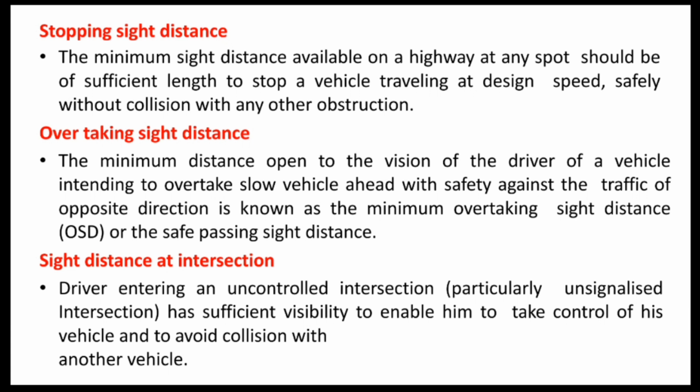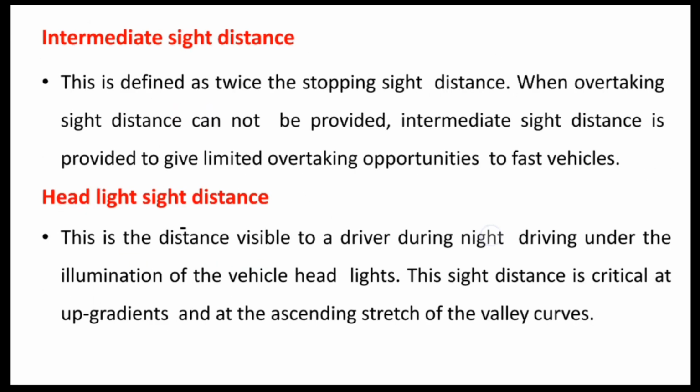And third is the sight distance at intersection. The driver entering an uncontrolled intersection, particularly unsignalized intersections, that means where there is no provision of a signal, circle, or traffic police, has to have sufficient visibility to enable him to take control of his vehicle and to avoid collision with another vehicle. So that will be the sight distance at intersection.